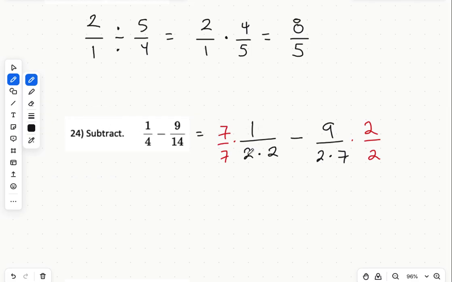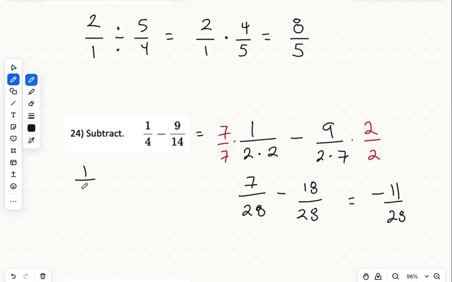If we look where that gets us, 7 times 1 up top would be 7, and then this would be 7 times 4, 28, and then we're subtracting from that 9 times 2, which is 18, and again 14 times 2 is the same 28, right, because it's the same numbers down there. And then once we have a common denominator, now we just subtract the top. So 7 minus 18, and that would get us negative 11 over 28.